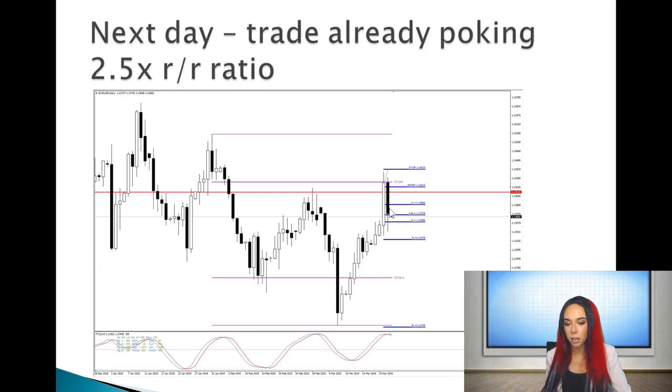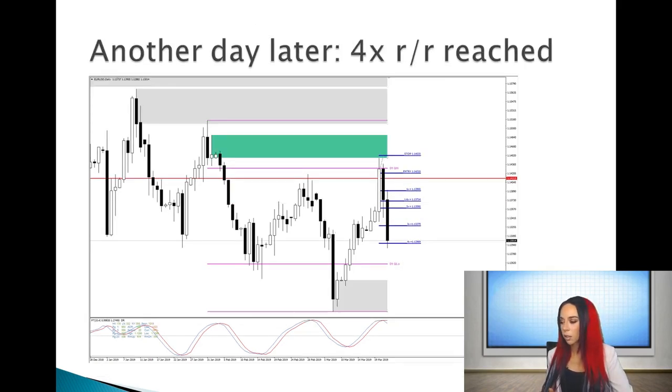So already that second day, the trade poked at that kind of 2.5 times reward risk ratio. And then finally the next day, a very generous target of over 4 times reward risk, and that's only over 2.5 days trade duration. So using the time frame intermix technique is a great way to lower your stop loss requirement, to increase your reward risk ratio, and ultimately to cut down the time that your trades need to reach a decent profit.